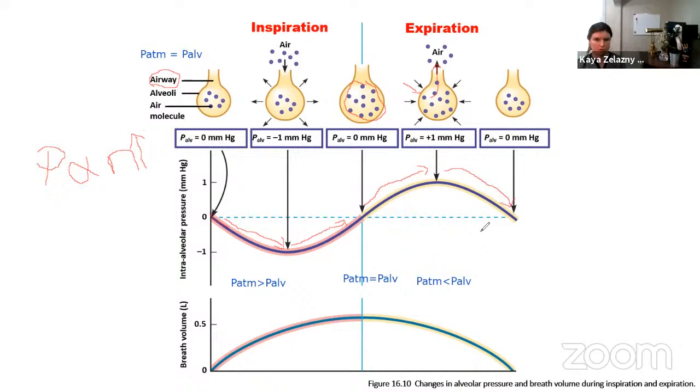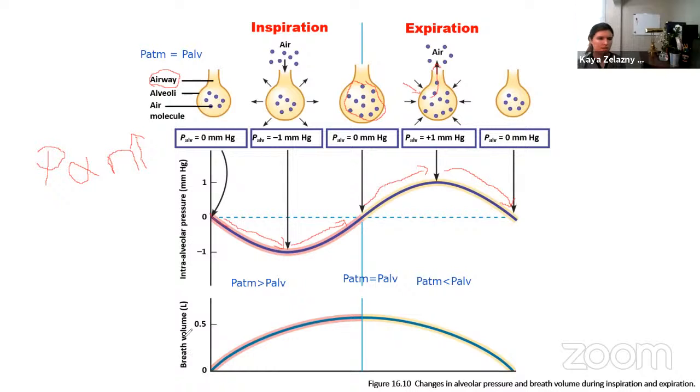Then we could go through this whole cycle again. So we have this kind of S-shaped curve, so a rotated S, right? So we have this curve for our intraalveolar pressure.